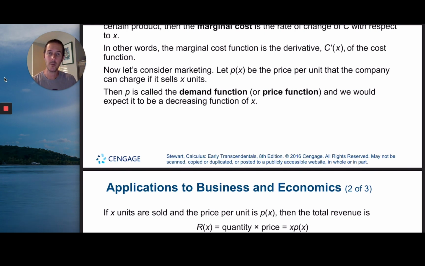So as the number of units that you produce increases, your price per unit might decrease, which is why p of x is a function that describes the price per unit. But that is on the condition that you're selling x units. So again, your price is contingent upon number of units either produced or sold.